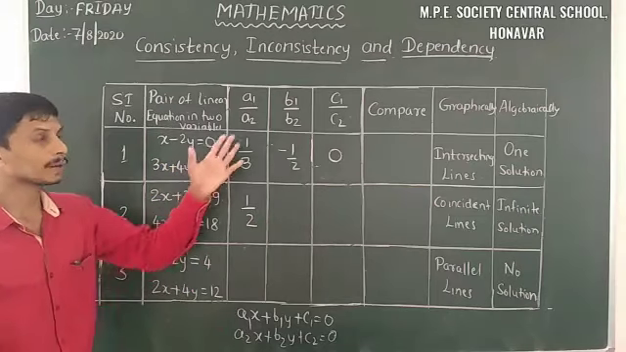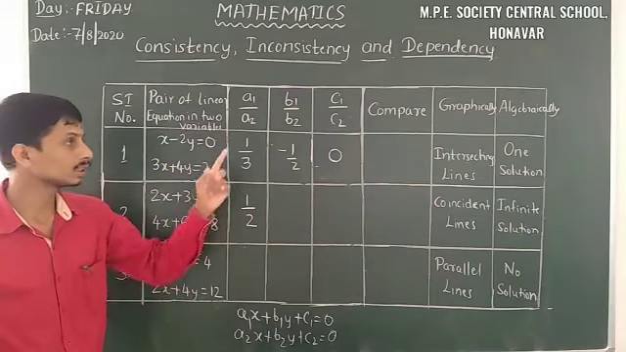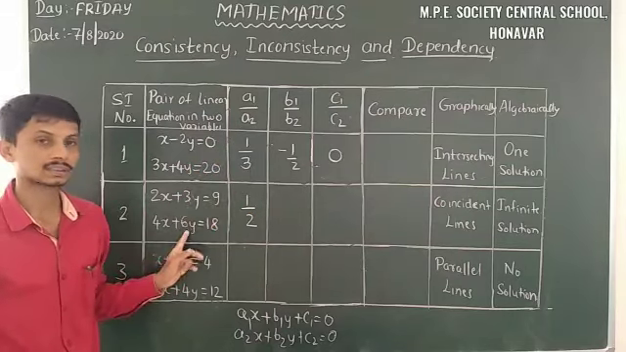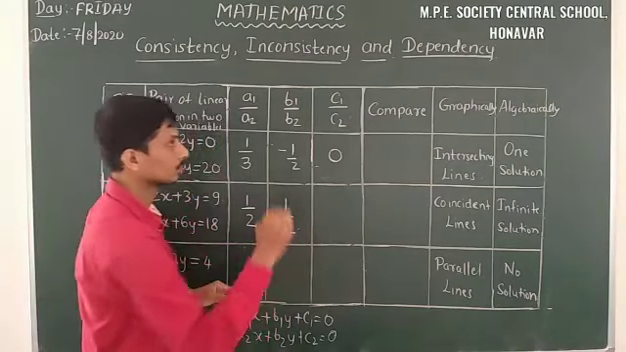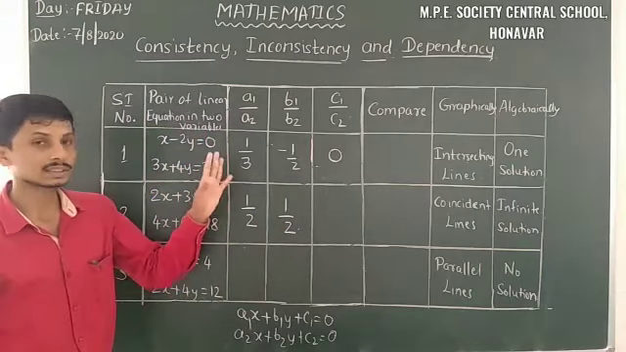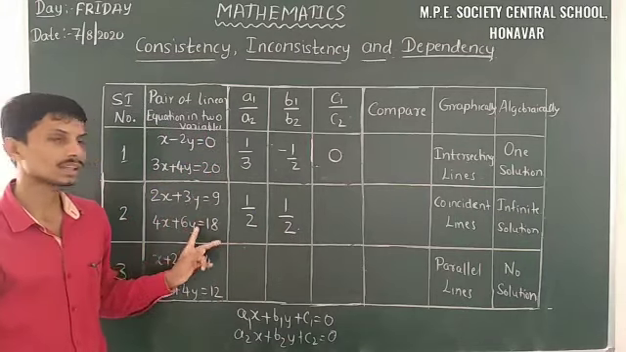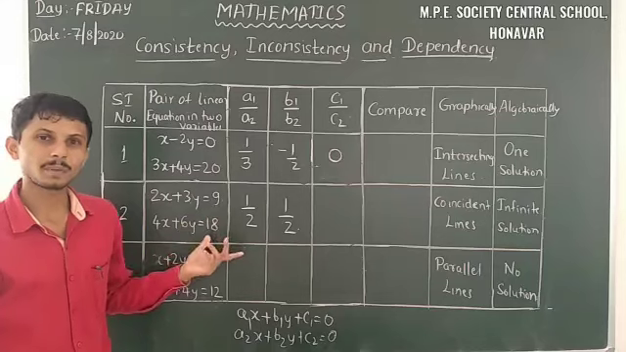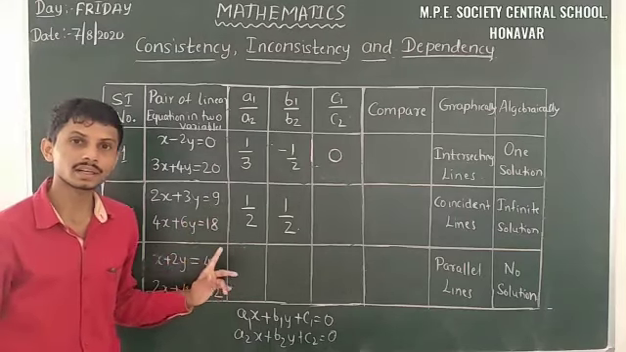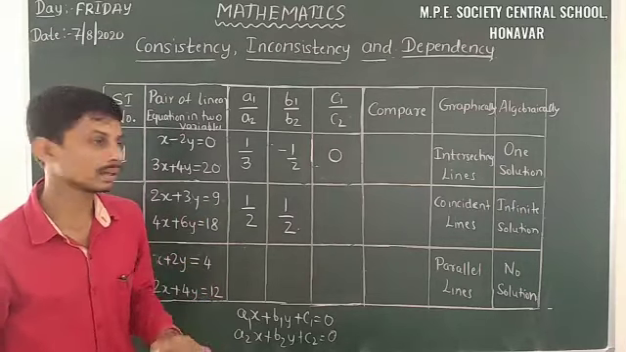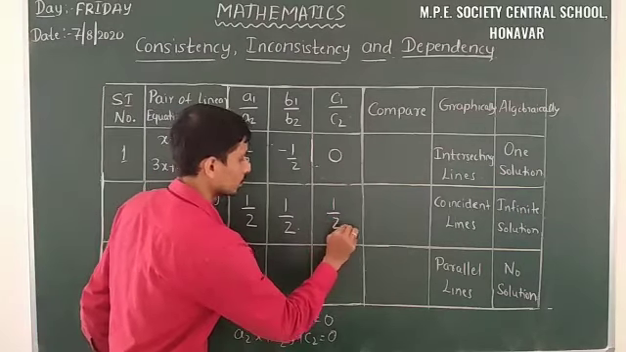Then when we are comparing b1 and b2, here b1 is 3 and b2 is 6. 3 by 6, that means we got the value as 1 by 2. Then compare c1 and c2. Here it is minus 9, here minus 18. So here minus 18 cancels here, so we can take it like that only. 9 by 18, it means 9 into 1, 9 into 2, that means it is also 1 by 2.